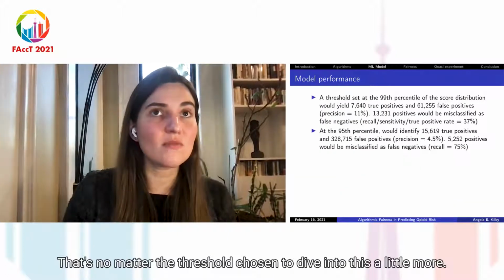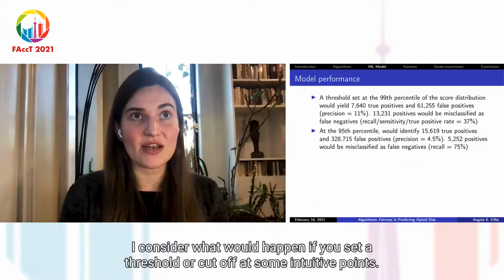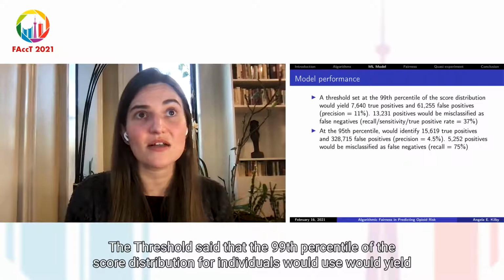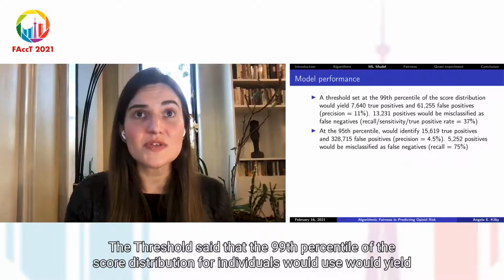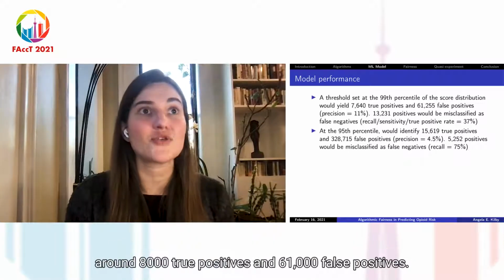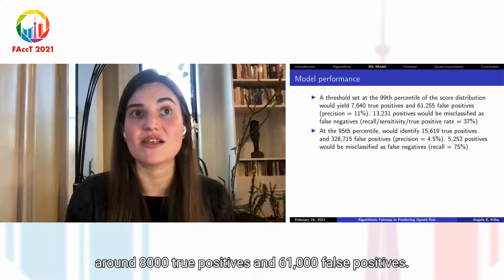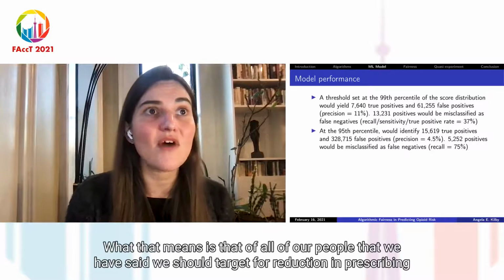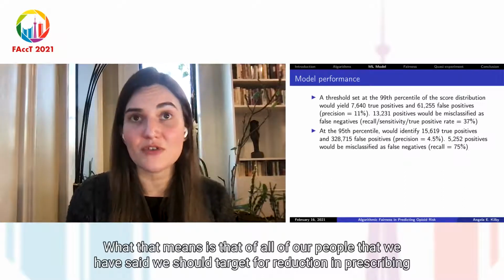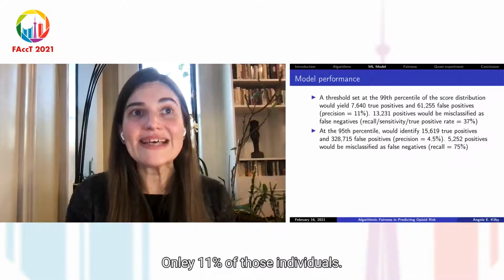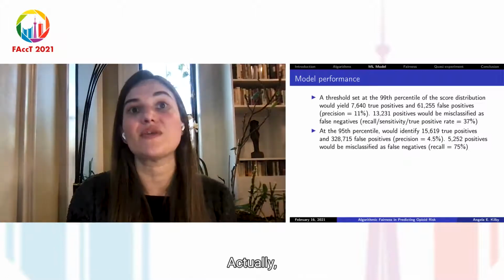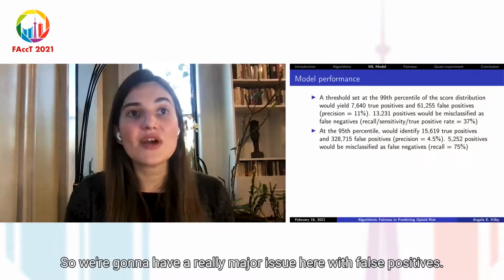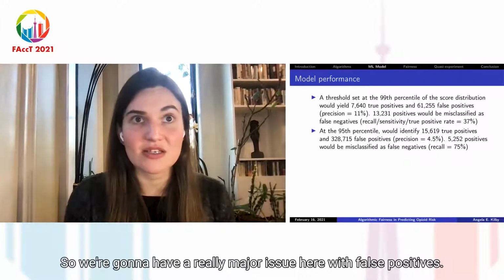To dive into this a little more, I consider what would happen if you set a threshold or cutoff at some intuitive points. A threshold set at the 99th percentile of the score distribution for individuals would yield around 8,000 true positives and 61,000 false positives. This is a precision of around 11%. What that means is that of all of the people that we have said we should target for a reduction in prescribing, only 11% of those individuals actually were going to go on and later develop opioid use disorder. So we're going to have a really major issue here with false positives.